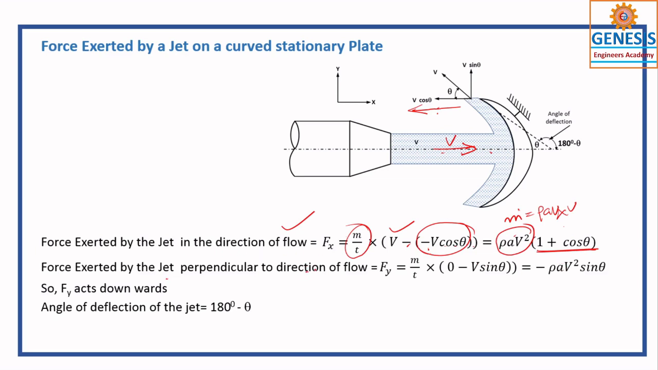The force exerted by the jet perpendicular to the direction of the flow, that is Fy: the initial velocity is 0. You got the point? Here, this journey is over. Now the journey starts from 0 and moves with the velocity v sin theta. Though it is moving in an inclined manner, its component is v sin theta in the y direction. So Fy acts, minus Fy, that way it is moving downwards. The angle of deflection of the plate is 180 minus theta.